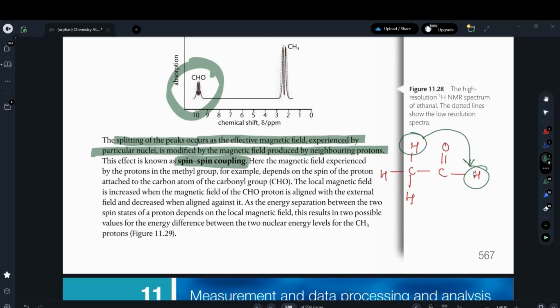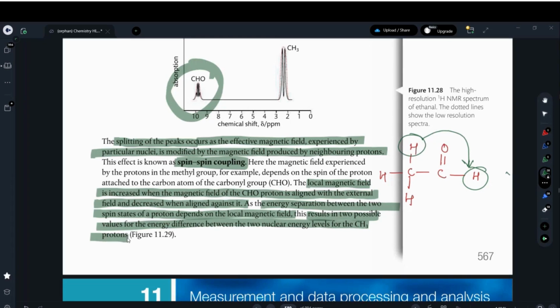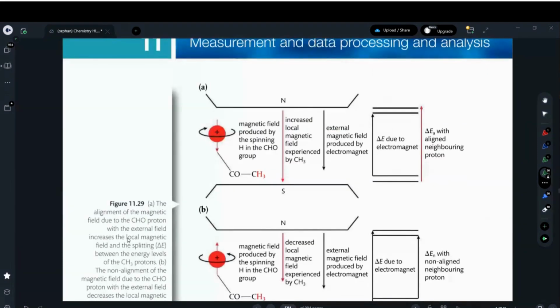The local magnetic field is increased when the magnetic field of the CHO proton is aligned with the external magnetic field, and decreased when aligned against it. As the energy separation between the two spin states of a proton depends on the local magnetic field, this results in two possible values between the nuclear energy levels of the CH3 protons here. Do you understand? I'll come back to this, but first understand what this means.